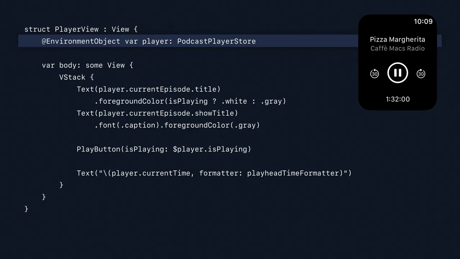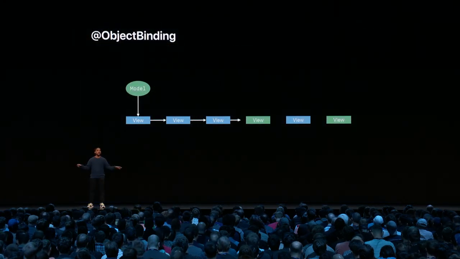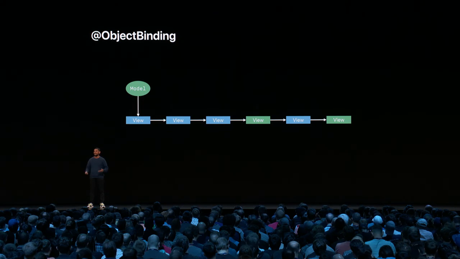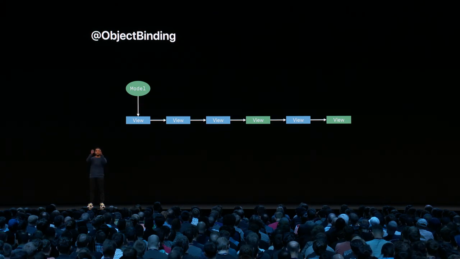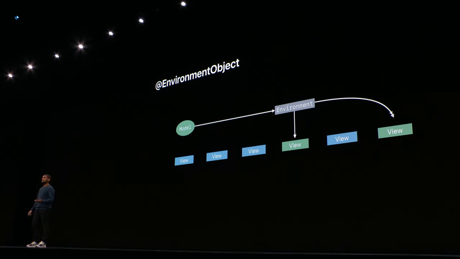So you're probably wondering, when would I use environment object versus object binding? Well, you could actually build your whole app with object binding. But it can get kind of cumbersome to pass around the model from hop to hop. And that's where environment object comes in. It's a really useful convenience for passing data around your hierarchy indirectly. Here, you can see by using environment object, we can pass the model indirectly through our view hierarchy, which means we don't have to instantiate all of the intermediate views through the hierarchy with the model.